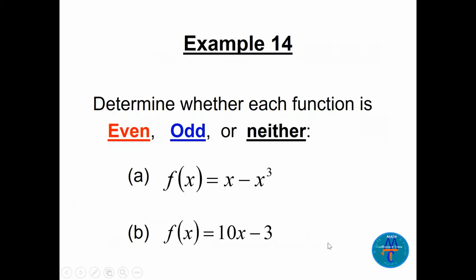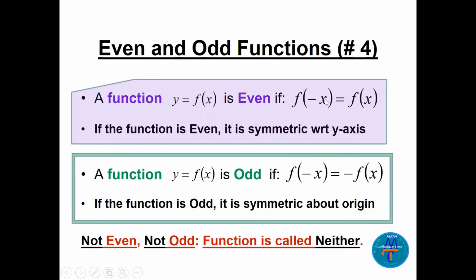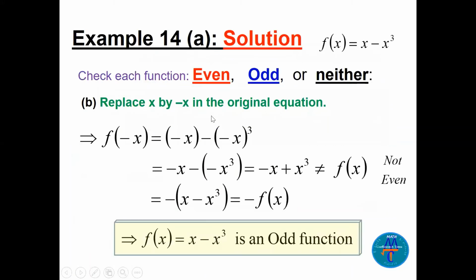Now let's see some examples here. Determine whether the function is even, odd, or neither. So I just take the function like a, b, we have another example. I replace x by minus x. See the idea here, to replace x by minus x, and then simplify, simplify, simplify to the end until you get either the function or minus the function, or none of these. So that's the idea. So I replace x by minus x in the original equation.